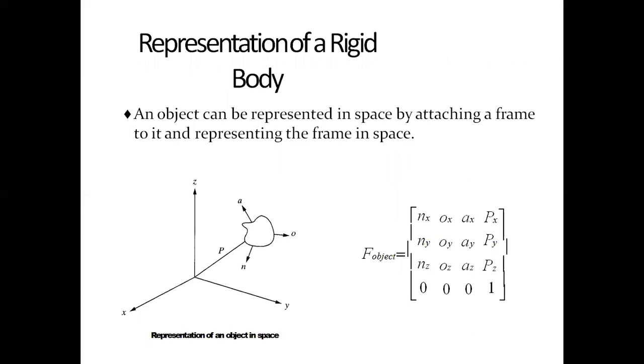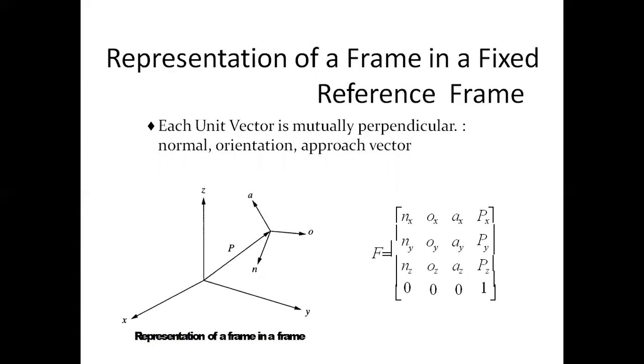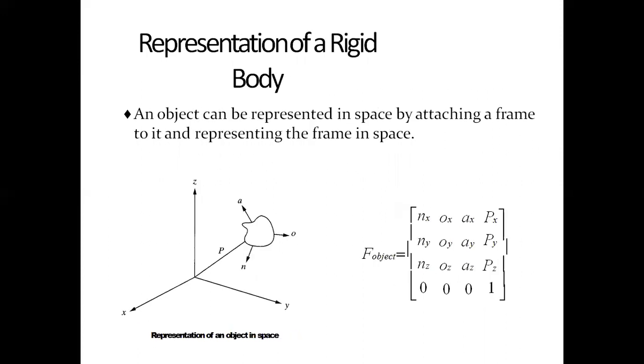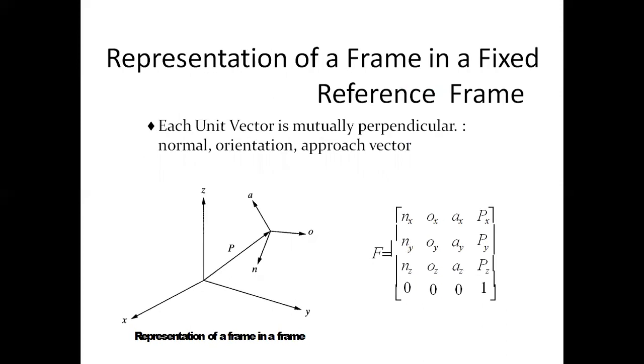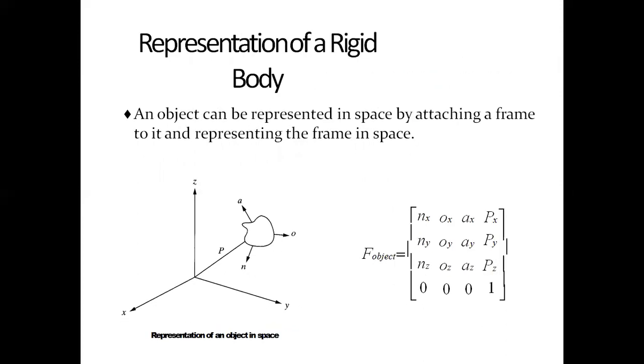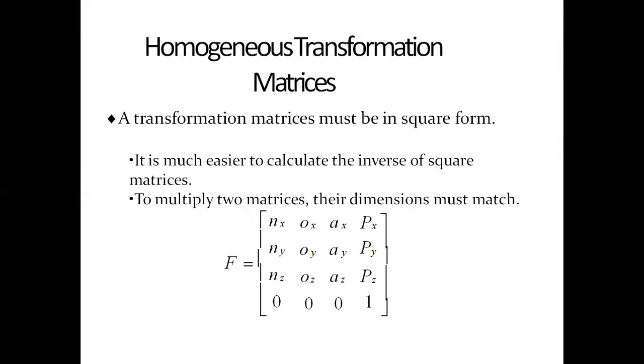Similarly, the next thing we have to represent is the rigid body. First we took point P in space, and we took the fixed frame. Next we took the rigid body. So for the rigid body, we'll be representing the same thing. So this is for an object. An object can be represented in space by attaching a frame to it and representing the frame in space. So we have to do the homogeneous transformation matrix.